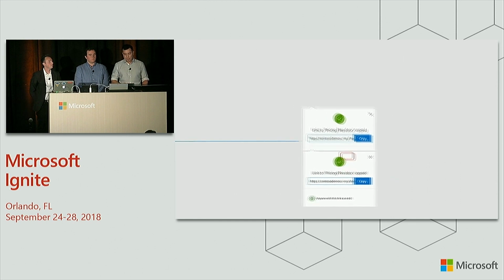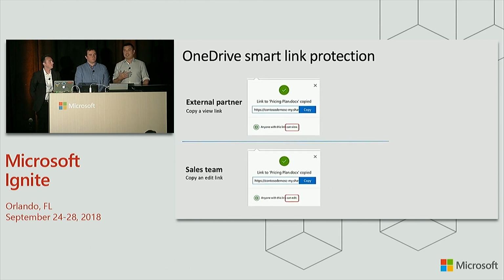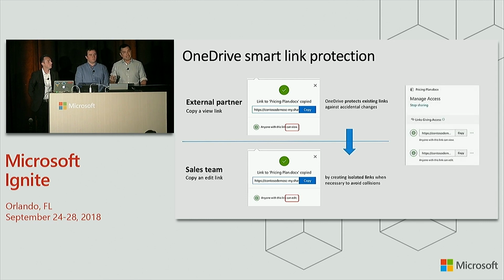Well, OneDrive has, and actually has always had, a smart link protection feature that protects your existing links from being accidentally modified by other people who go change permissions. And so whenever I get a link that has different permissions than one that already exists, OneDrive automatically creates a separate isolated link so that your existing users continue to have the access you intended them to have, and your new users get the access that you want them to have. This all happens under the covers, and again, it's something that I bring up because as far as we know, there is no other cloud solution that does this.